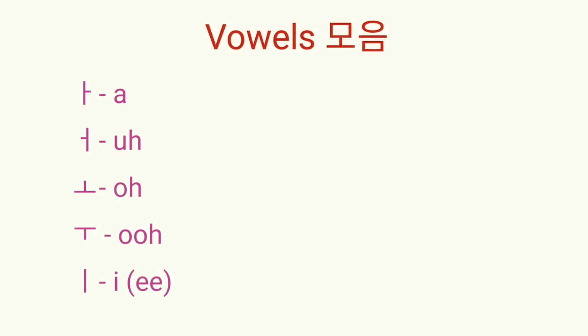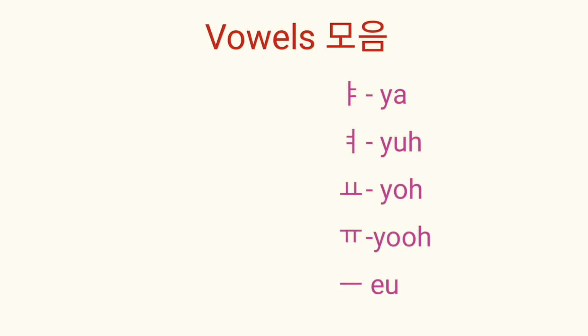If you look at here, we have 5 vowels. The first one is A, the second is A, the third one is O, the fourth one is U, and the last one is I, E.